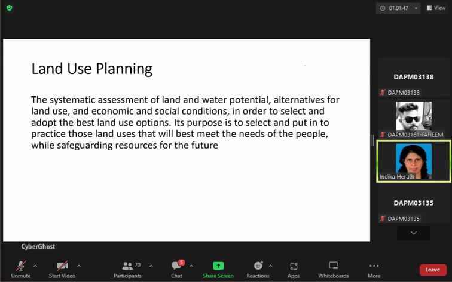That is for economic social condition. We consider the land use and economic. When you are doing land use planning, we consider economic and social conditions, in order to select and adopt the best land use option. Its purpose is to select or put into practice the land for its best use.